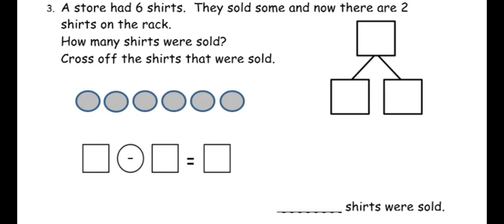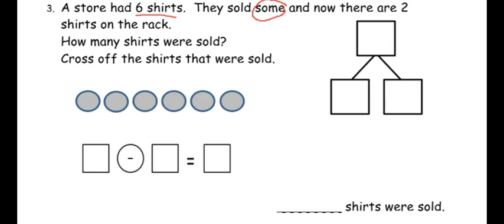This one says a store had 6 shirts. They sold some, and now there are 2 shirts on the rack. How many shirts were sold? The picture shows us the original 6 shirts. They sold some, and now there are 2 shirts left on the rack.